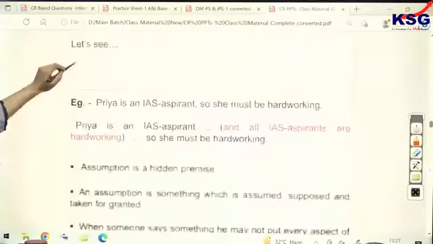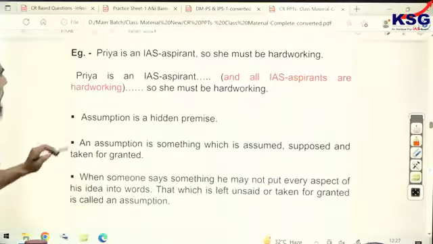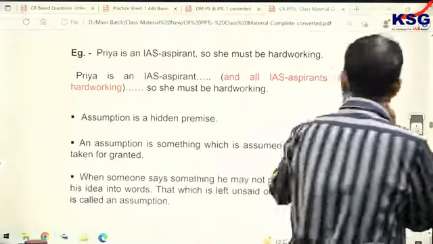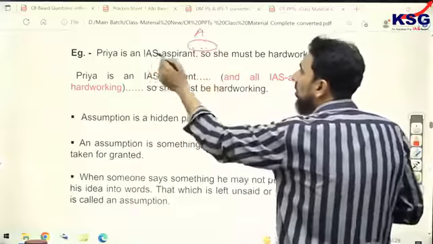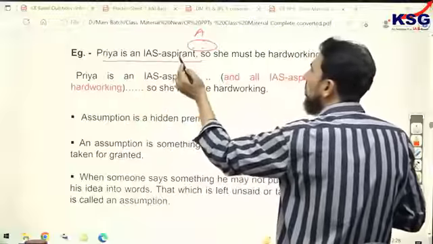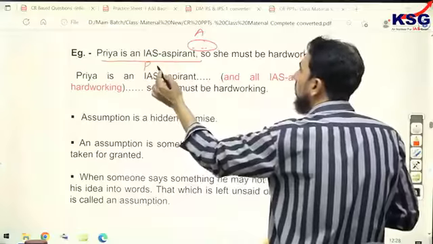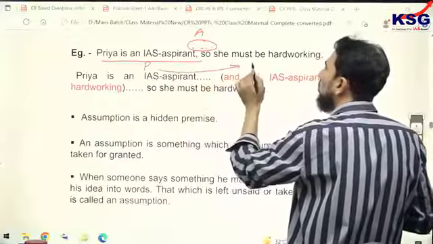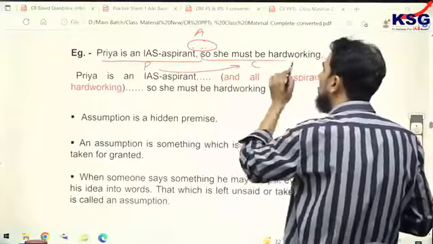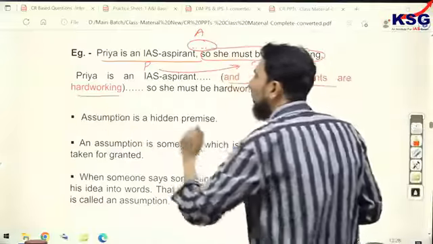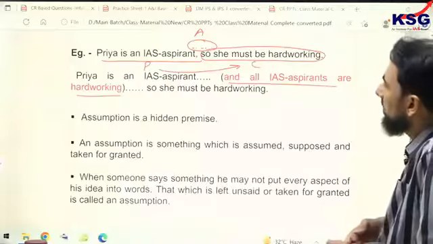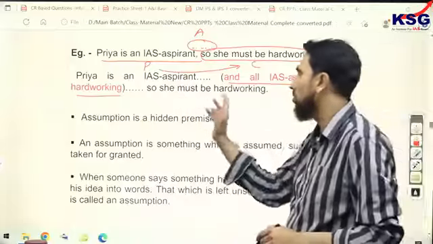Well, right, so here is an example. Priya is an IAS aspirant, so she must be hardworking. You notice here that the author has not mentioned his belief. This is his assumption. From just this fact, this premise, the author has jumped to the conclusion. The conclusion is this part, even the indicator is written: so she must be hardworking. What does the author believe in? That belief is written here in red ink, in the bracket: Priya is an IAS aspirant and all IAS aspirants are hardworking, so she must be hardworking.